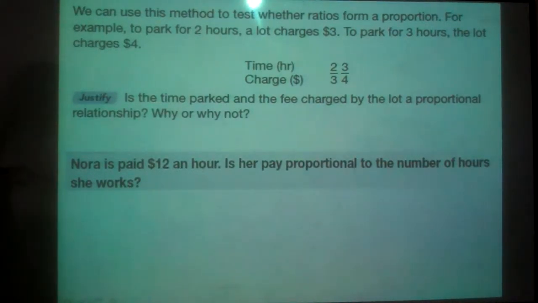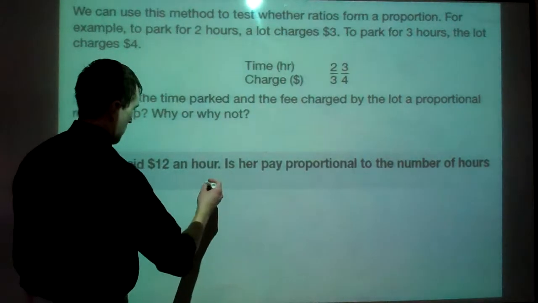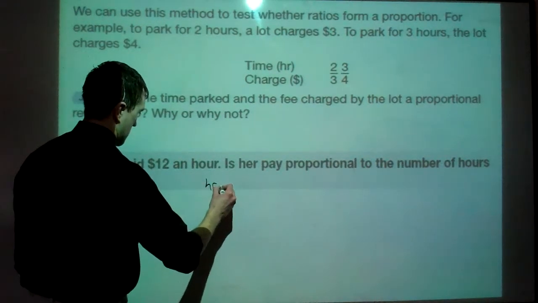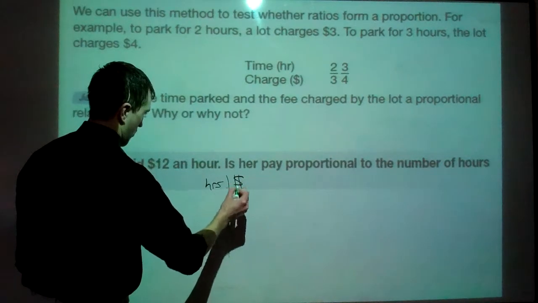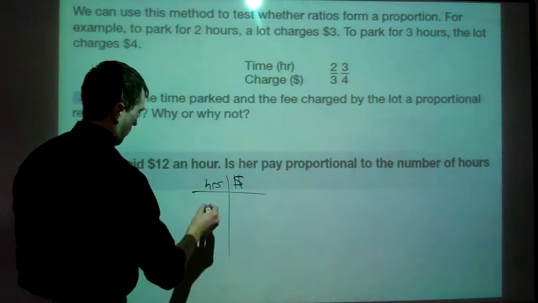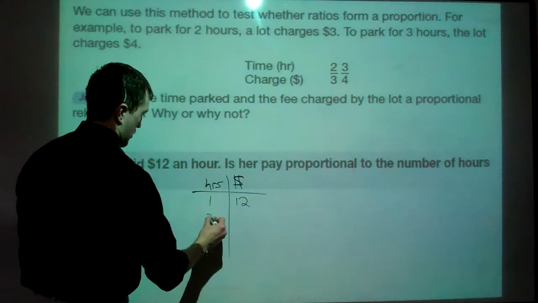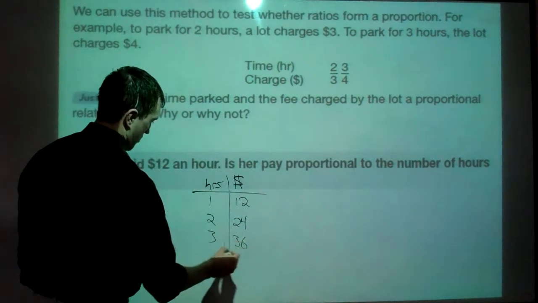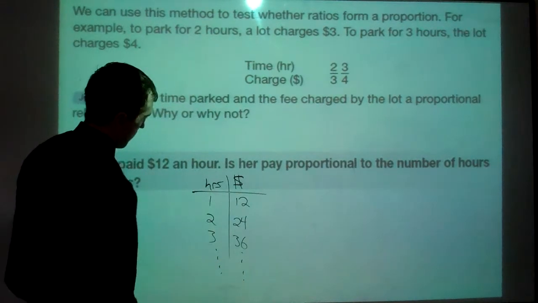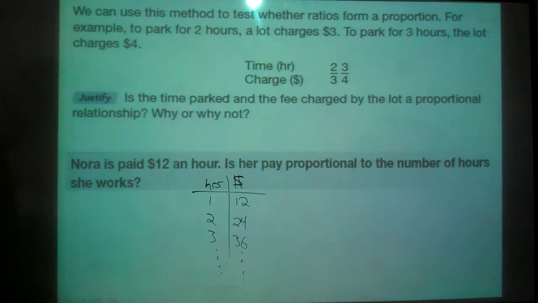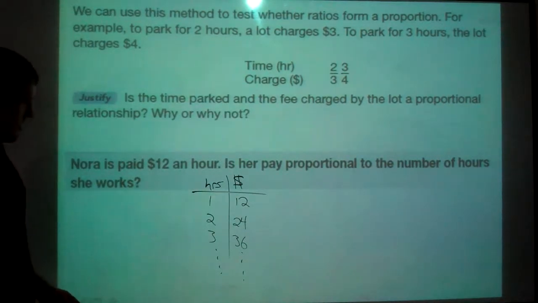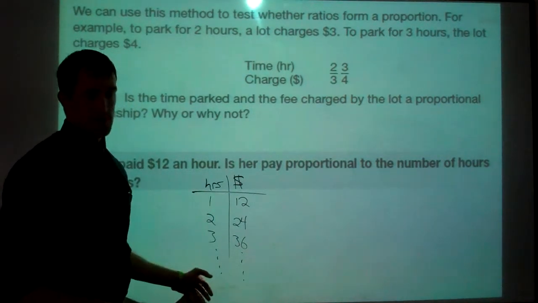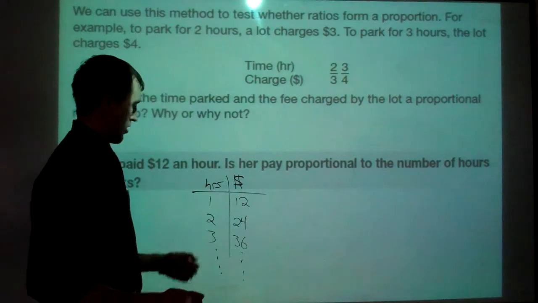It says Nora is paid $12 an hour. Is her pay proportional to the number of hours she works? Let's look at it. We've got hours and pay, or money, dollars. For 1 hour, she'll get $12. 2 hours, she'll get $24. 3 hours, $36. And it keeps going on like that. We could take any one of those, and all three of these, and any other ones that we would list, would be equal to each other.